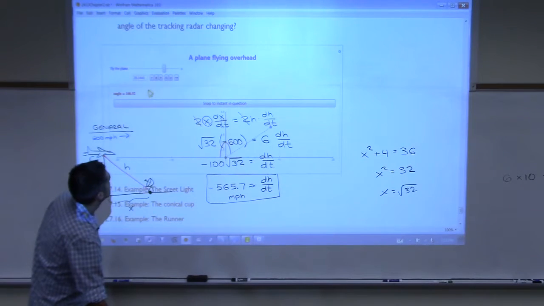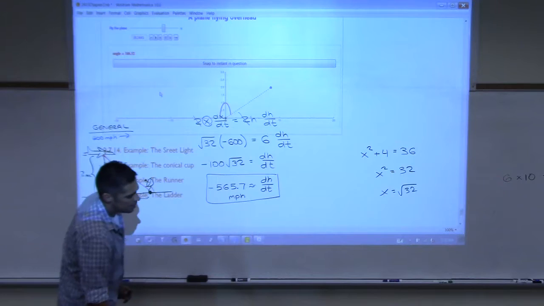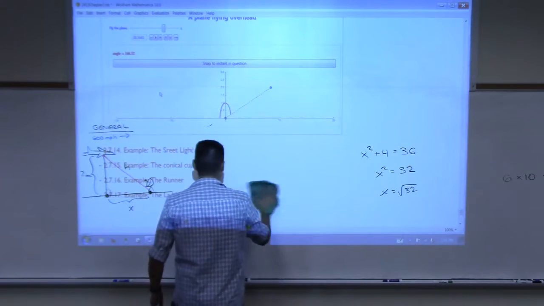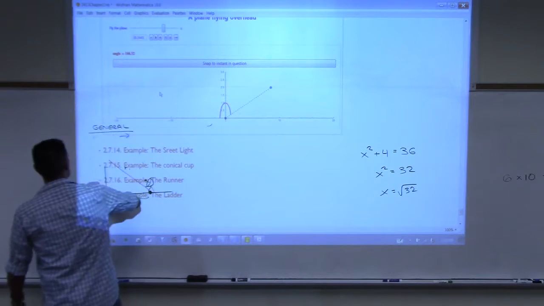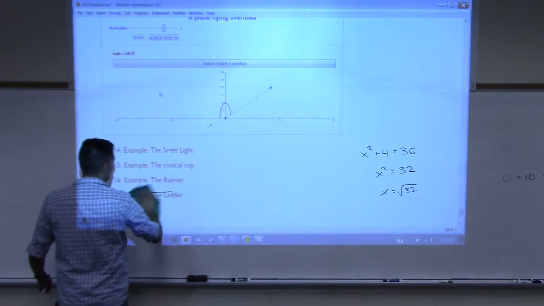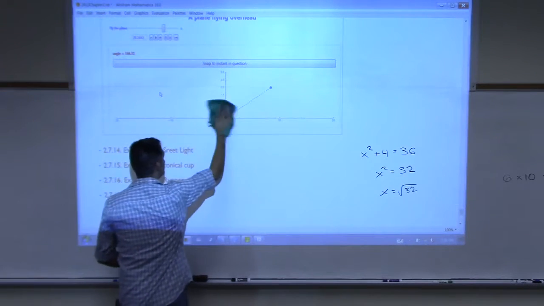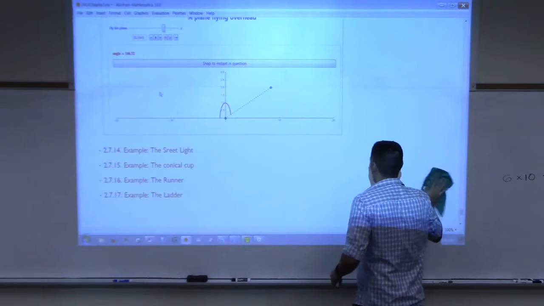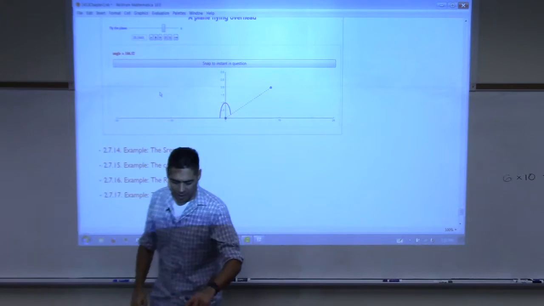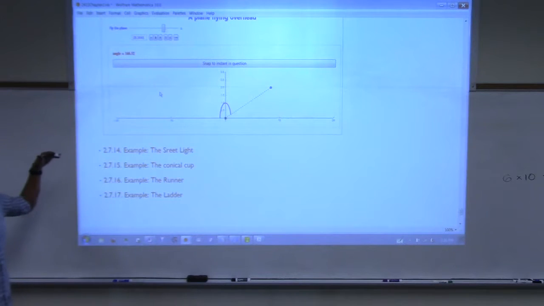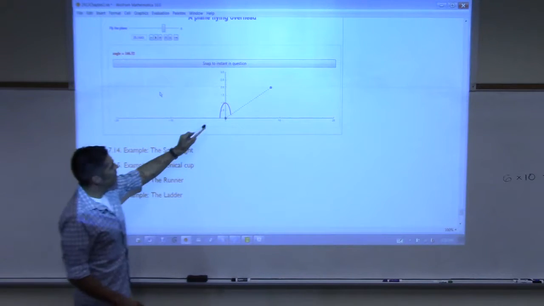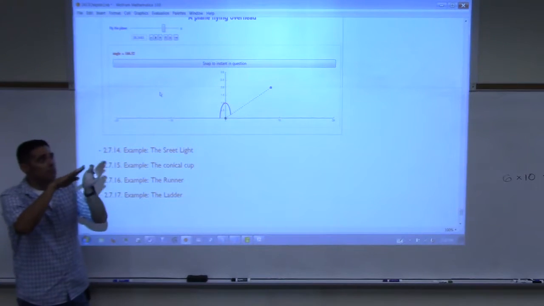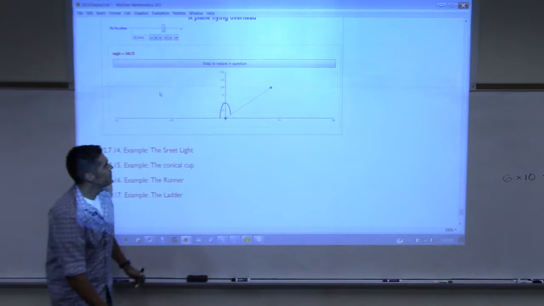Same setup, different problem. Same plane flying overhead, same speed, everything. The difference is that I'm not interested at all in the distance between me and the plane and how fast that distance is changing. I want to make sure that if this plane is traveling at 600 miles per hour, I can keep track of how fast my angle of elevation is changing if I'm tracking it visually.